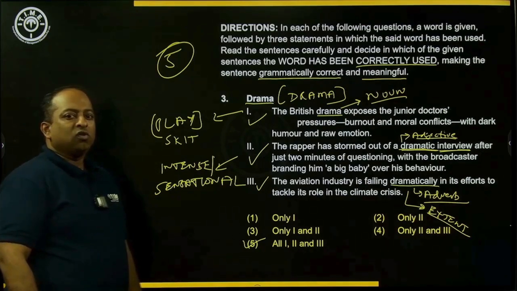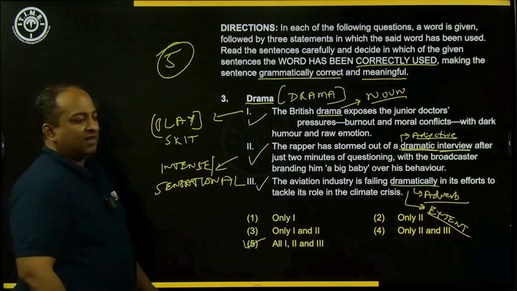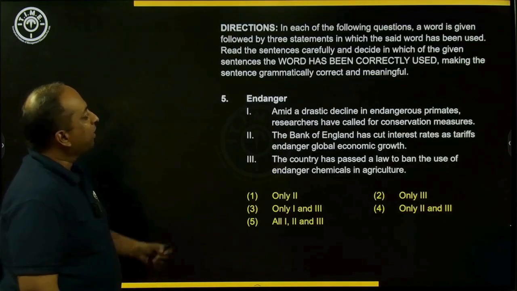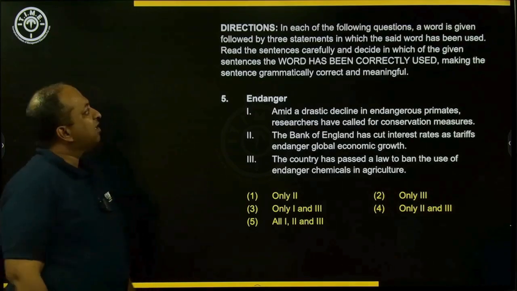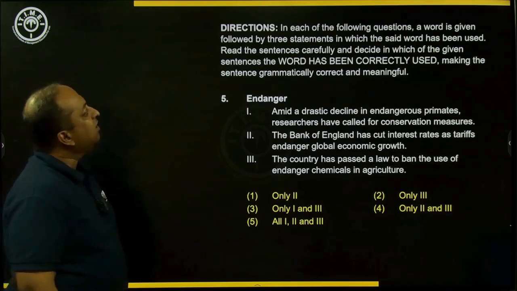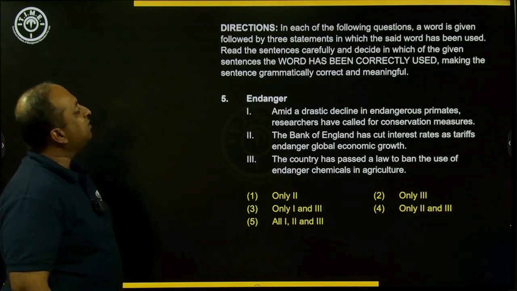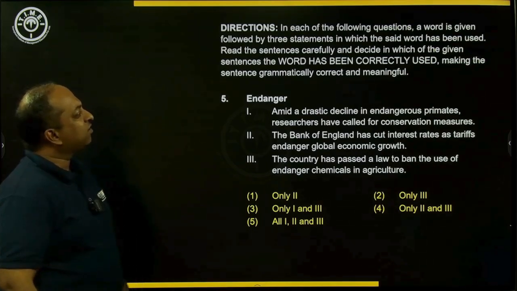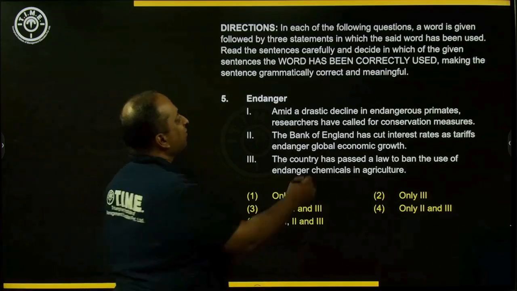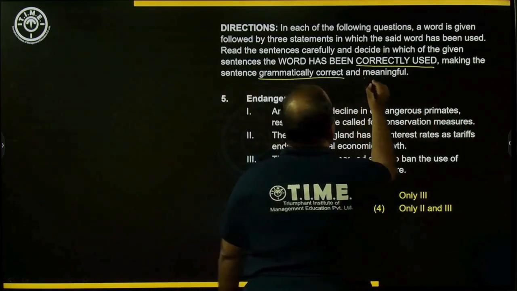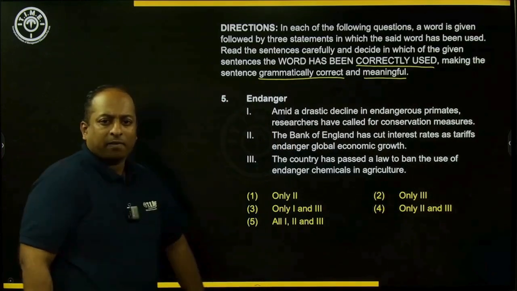Now let's move on to question number 5. Sorry, I don't know why it is showing 3. Let's move on to question number 5. Let's look at the instructions once again. In each of the following questions, a word is given followed by 3 statements in which the said word has been used. Read the sentences carefully and decide in which of the given sentences the word has been correctly used, making the sentence grammatically correct and meaningful. So again, we are talking about correctly used, grammatically correct, and meaningful at the same time, right?